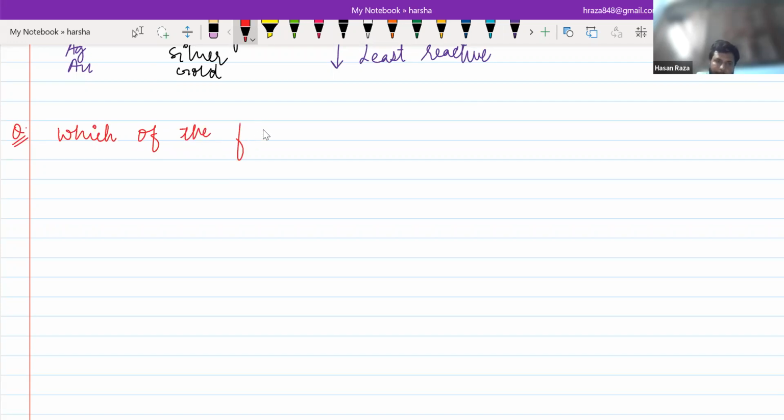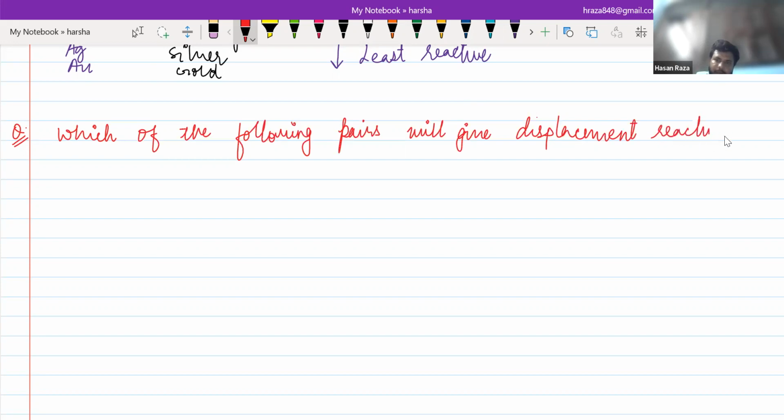Which of the following pairs will give displacement reactions?